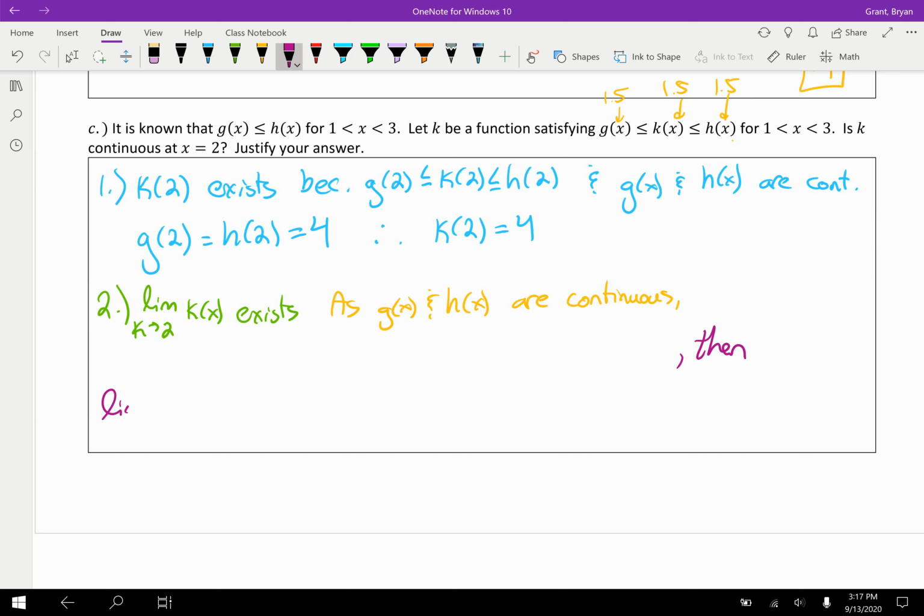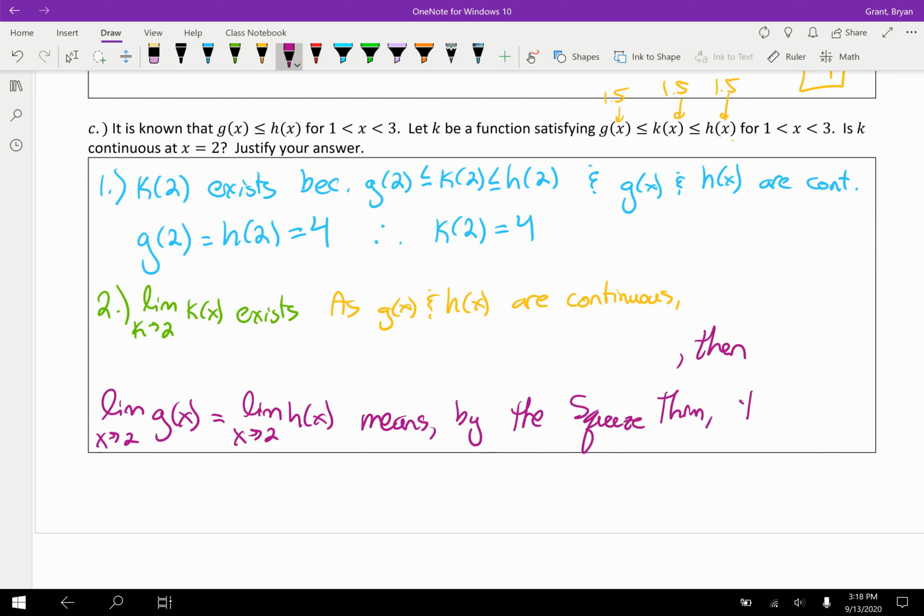I'll need more space. Then the limit as x approaches 2 of g of x equals the limit as x approaches 2 of h of x means by the Squeeze Theorem that, and actually I should say what this limit equals. We'll come back to that in just a second. That the limit as x approaches 2 of k of x equals that same value.